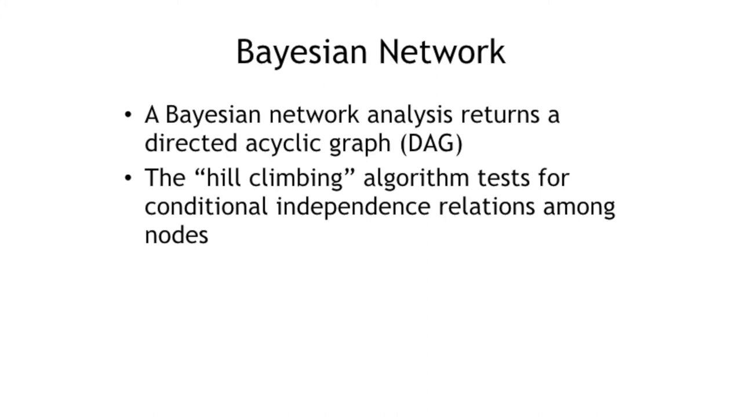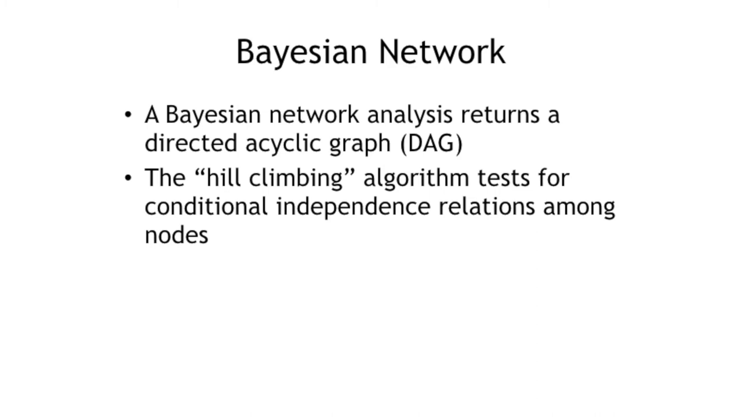to look at another totally different way of looking at networks. Bayesian networks are different from the ones I showed before. What this Bayesian network analysis returns is what's called a directed acyclic graph. So we have nodes, right? And we have edges or arcs, as some people call them. The difference with the Bayesian network is that they're directed, so they've got these little arrowheads pointing from one element or symptom to another.